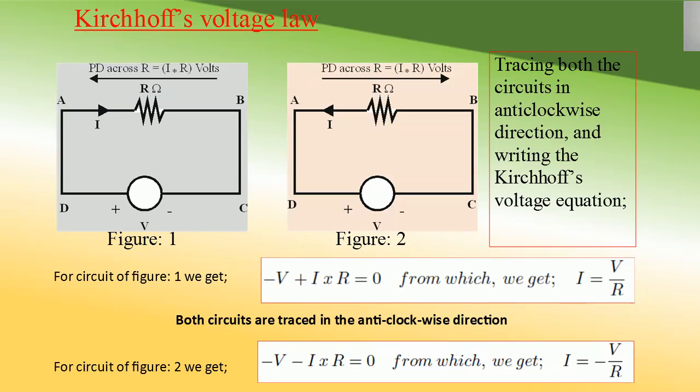Therefore, you must understand that you can assume the direction of branch current in any direction you want, and you can trace the circuit either in the clockwise direction or in the anti-clockwise direction, but be clear to identify whether there is a voltage rise or voltage drop across each element, and if this concept is clear, I don't think that you can err in writing any Kirchhoff's voltage equation for any complicated loop of a circuit.